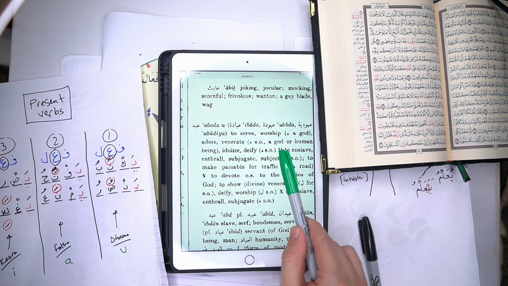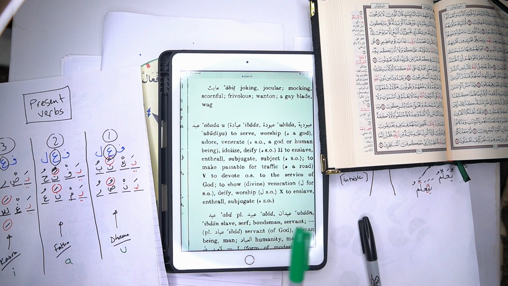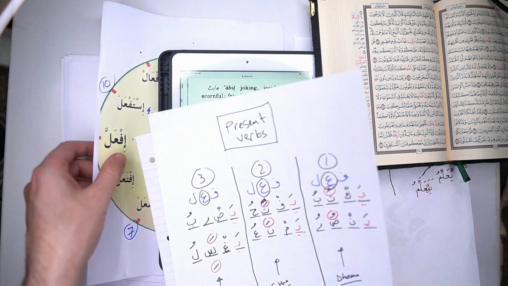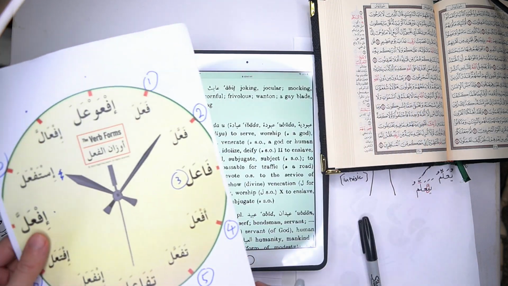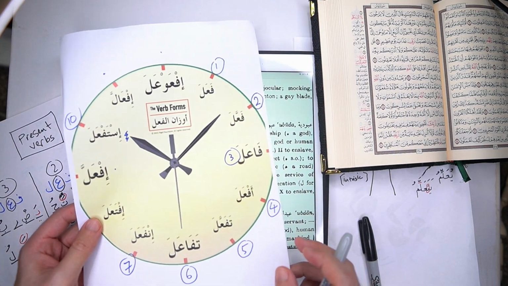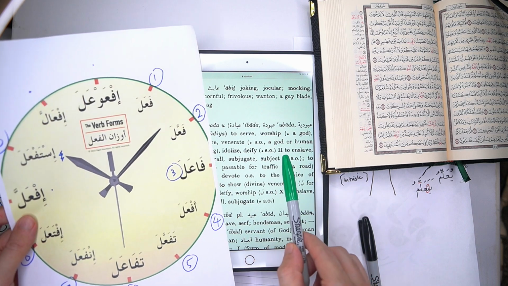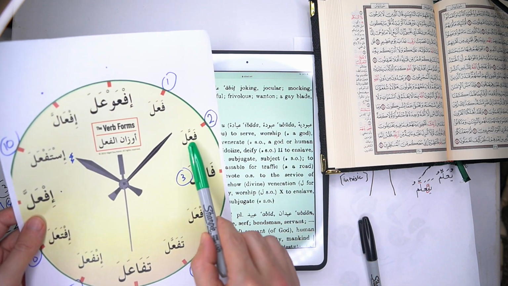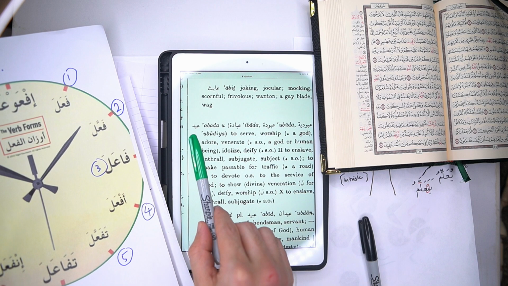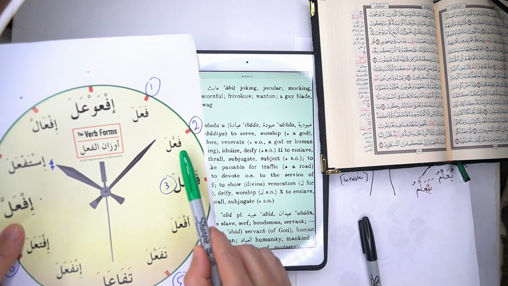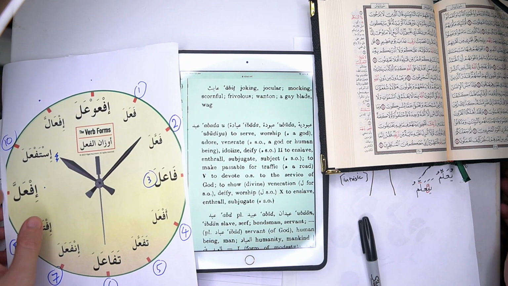And then it's got number 2 there. Can you see that number 2? That number 2 basically means it follows pattern two. Now that's Roman numerals. If you're not used to Roman numerals, I suggest you Google it and find out about them. So that II basically means 2. So it follows the fa'ala pattern. So in other words, abada in the fa'ala pattern.